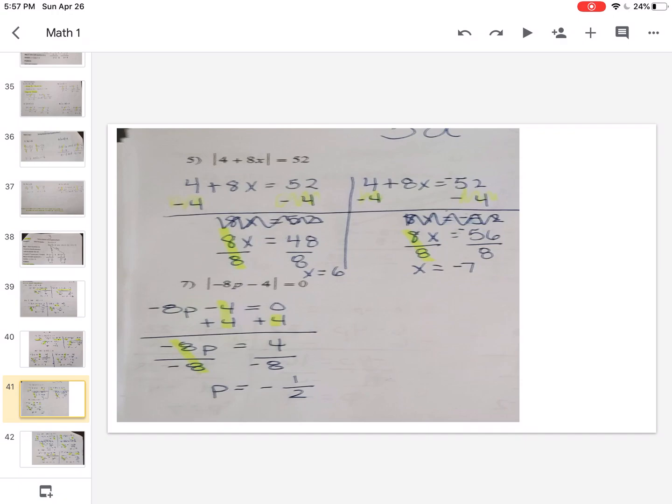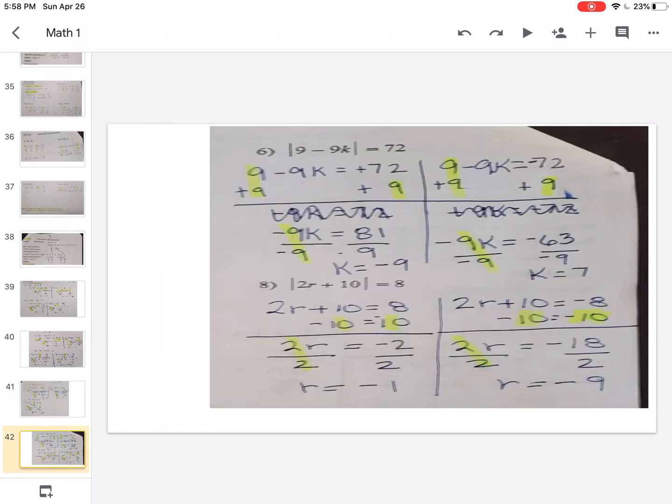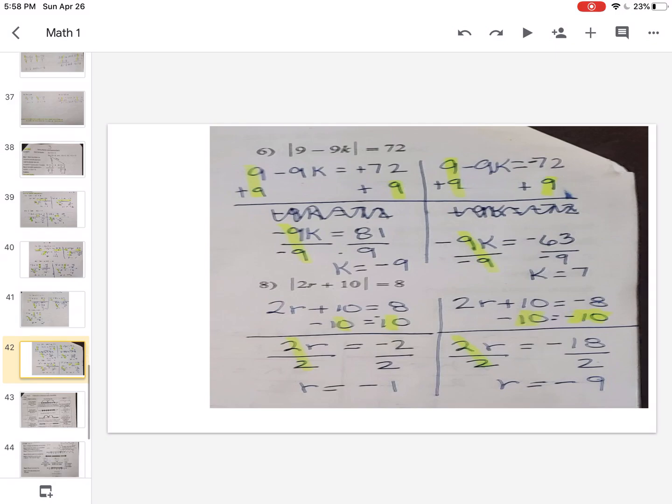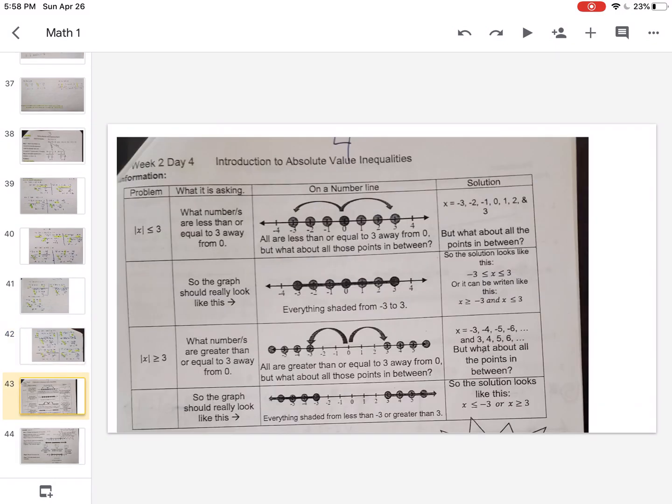And number 5, we have the same thing again, okay? So first we are going to subtract the -4, and then we're going to divide by the 8, okay? And then number 7, we add 4, and then we divide by -8. Okay, and then 6 and 8. Let's see if there's anything different here. There isn't, okay? So it's just practicing these different types of problems, okay?